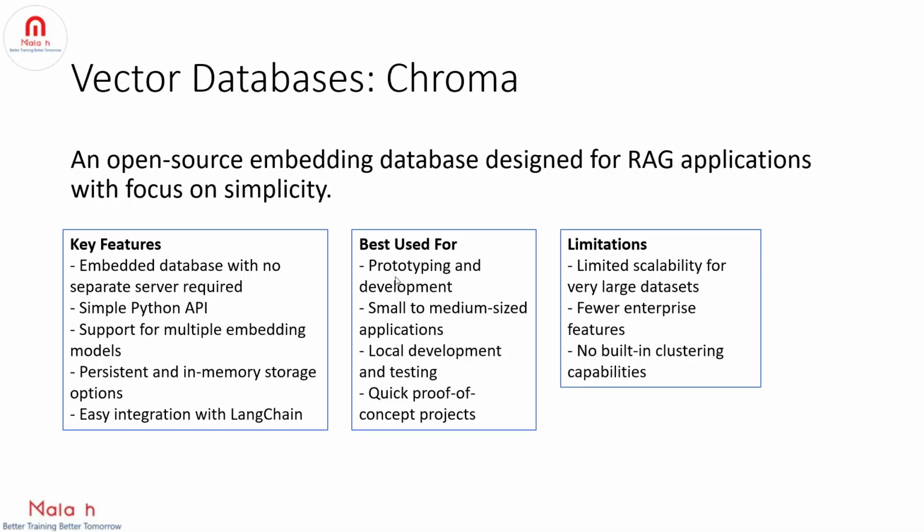And it is best used for prototyping and development. Let's say if you want to build any proof of concept quickly, then you can use this Chroma database to store our embeddings. It is best used for small to medium sized applications, local development and testing, and quick proof of concept projects. If you want to build something real quick, then you can use this Chroma database to store the embeddings.